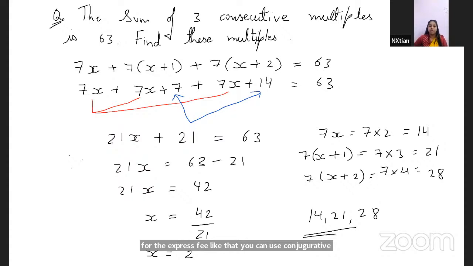Since we are having multiples of 7, these will be multiples of 7, so we put 7 in that. In x, x plus 1, x plus 2, x plus 3, we put 7, so that we multiply those with 7, so we can get the multiple of 7. Okay?